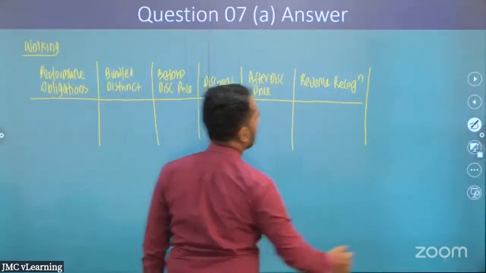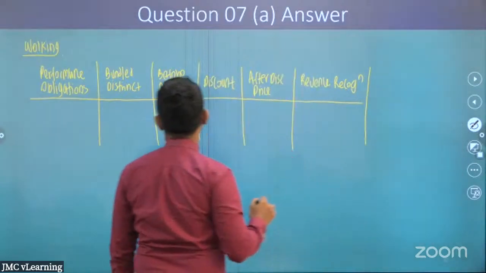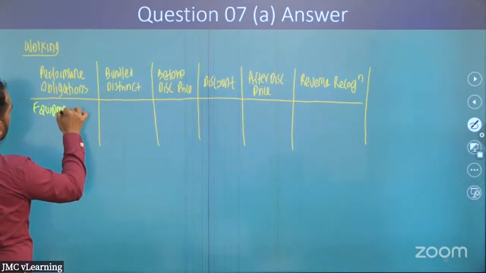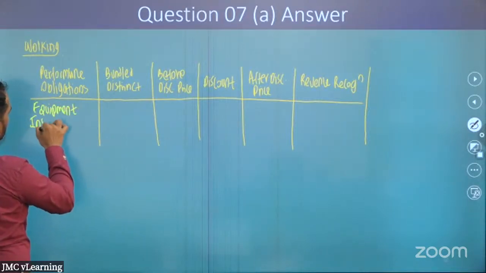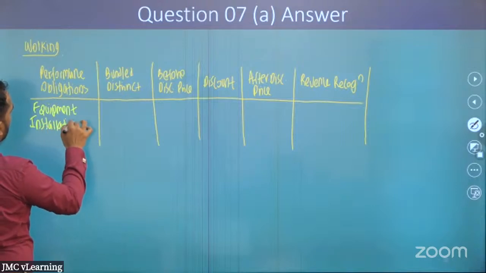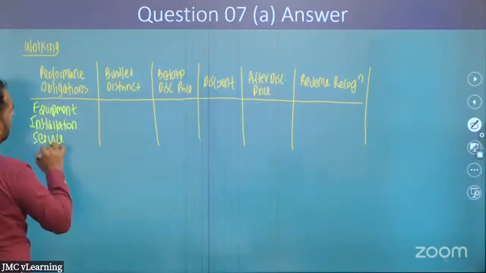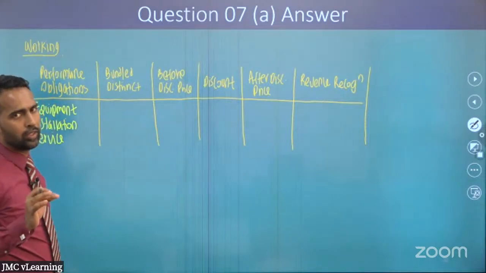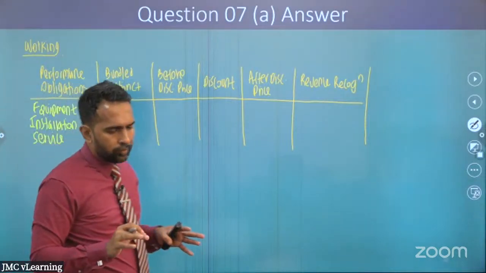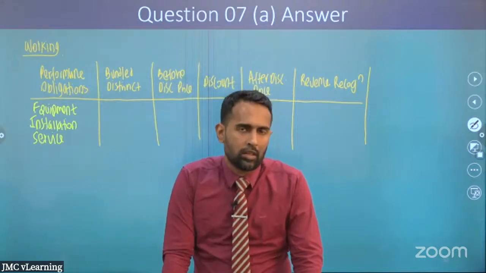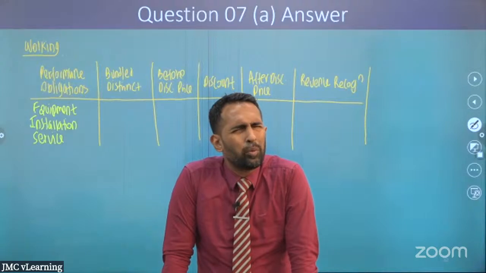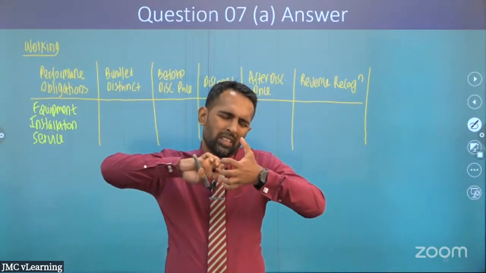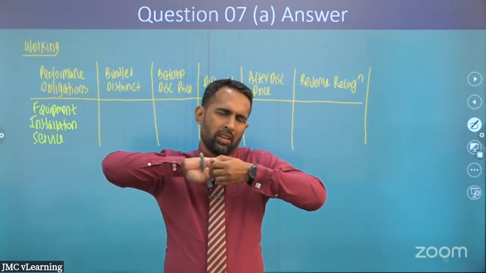Right. So we'll apply the 3 items here. You have the equipment, installation, and service. These are the 3 items now, right? So the 3 items are the equipment, installation, and the service. Now you need to understand, of these 3 promises made, what are the promises that are interdependent? What are the promises that are interconnected? What are the promises that are meant to be together?